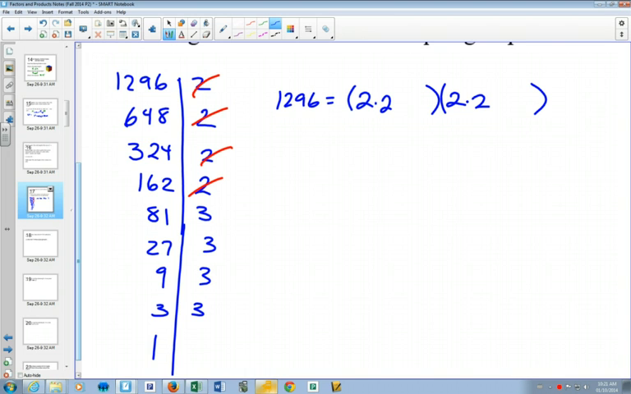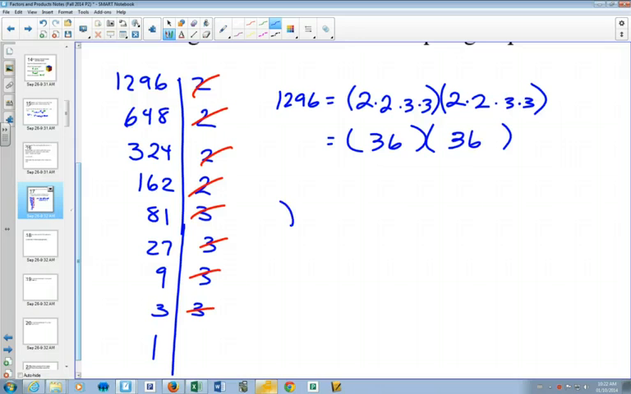Can you see that you can also put 2 3's in the first one, 2 3's in the second one? That will use up all of my 3's. I've split it up into 2 equal groupings because what are these numbers equal to? 2 times 2 is 4, times 3 is 12, times 3 is 36. So the square root of 1296 is 36. So that's a method how you could do it without your calculator.